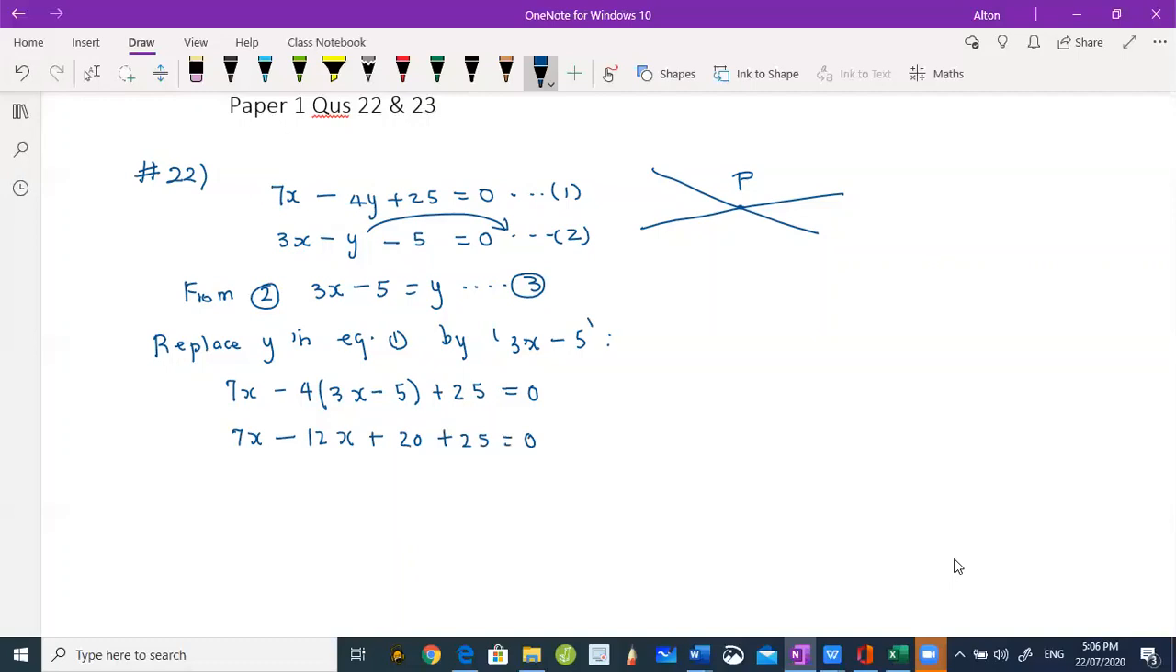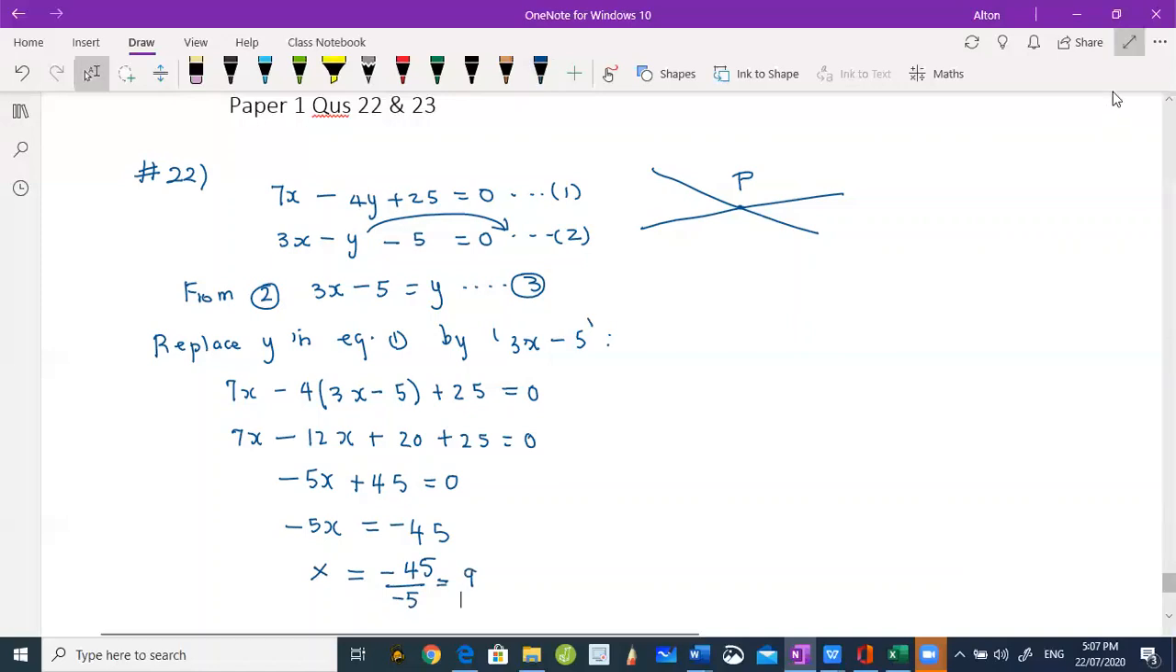7x minus 12x gives us minus 5x plus 45 equals 0. So solving for x, we get minus 5x equals minus 45. So x will be minus 45 divided by minus 5, giving us 9, plus 9.